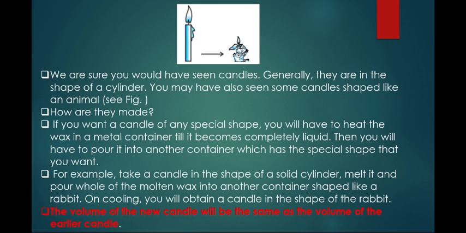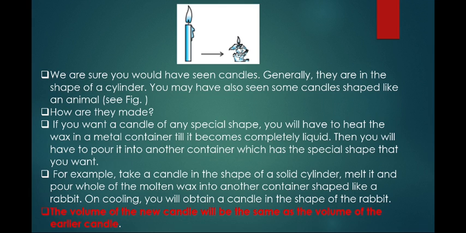How are they made? If you want a candle of any special shape, you will have to heat the wax in a metal container till it becomes completely liquid. Then you will have to pour it into another container which has the special shape that you want. For example, take a candle in the shape of a solid cylinder, melt it and pour the whole melted wax into another container shaped like a rabbit. On cooling, you will obtain a candle in the shape of a rabbit.